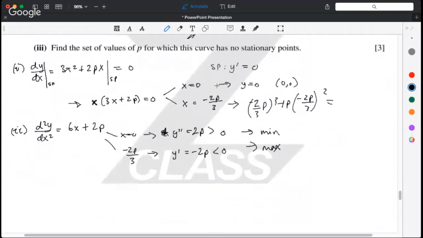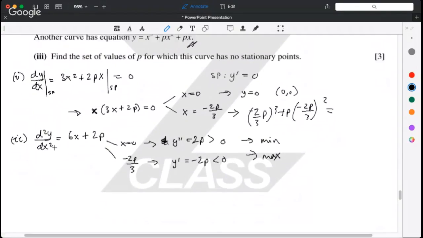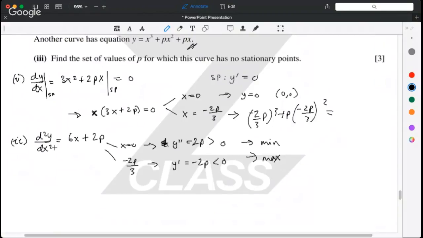Well, it's pretty much exactly the same as what we've done, right? We're going to say that y prime is equal to 3x squared plus 2px plus p, and we're saying that this is equal to 0 for a stationary point. So we can then solve for x using the formula, right? It's going to be equal to minus something, plus or minus square root of something. This thing inside, this del, the discriminant.